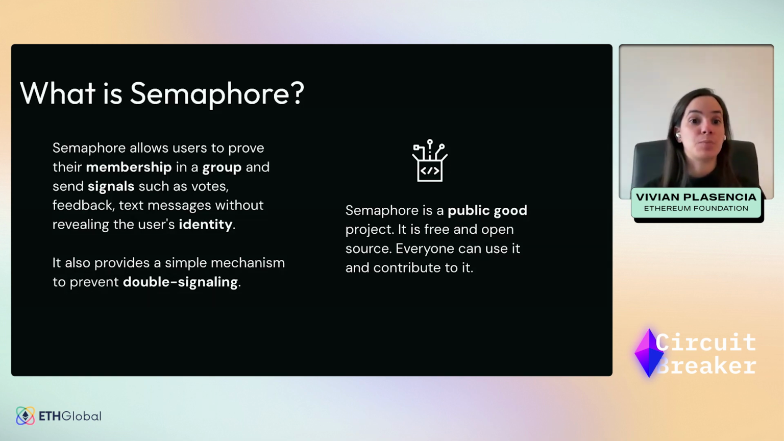So Semaphore is a zero-knowledge protocol that allows users to prove their membership in a group and send signals such as votes, feedback, or any other text message without revealing the user's identity. This means that signals have no connection with identities. It also provides a simple mechanism to prevent double signaling, which means that you cannot verify the same proof twice. And Semaphore is a public good project, free and open source, so everyone can use it and contribute to it.